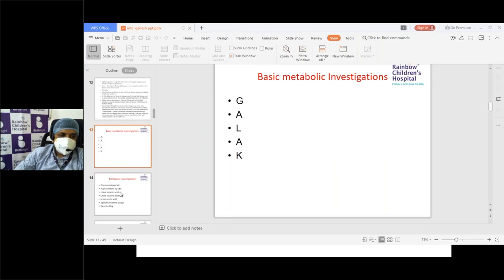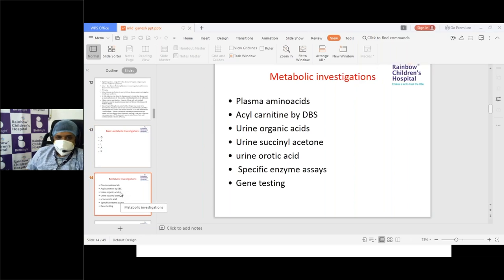The other specialized investigations we are asking for are the amino acids. Plasma amino acids, yes, a specific amino acid elevation may point towards the diagnosis of certain conditions, right? And acyl carnitine assay helps to narrow down your diagnosis of organic acidemias and the fatty acid oxidation disorders. Urine organic acids. High urine organic acid levels may point towards the diagnosis of the underlying specific type of organic acidemia.